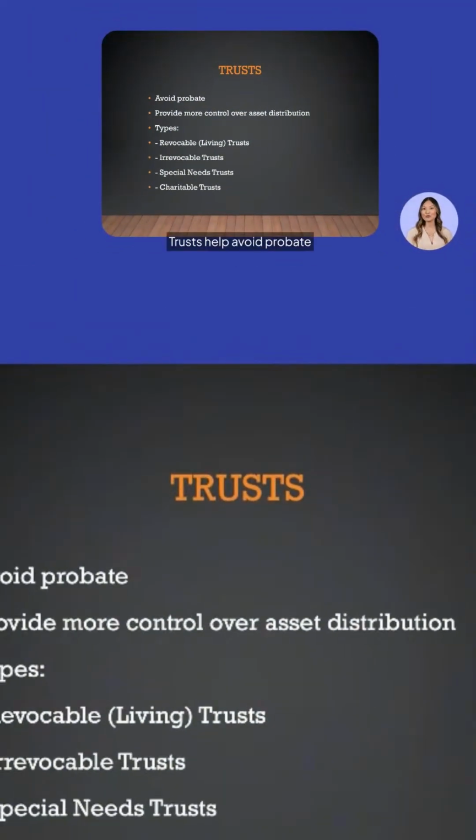Trusts help avoid probate and provide more control over asset distribution. They come in various types, including revocable, irrevocable, special needs, and charitable trusts. Each serves different purposes and offers unique benefits.